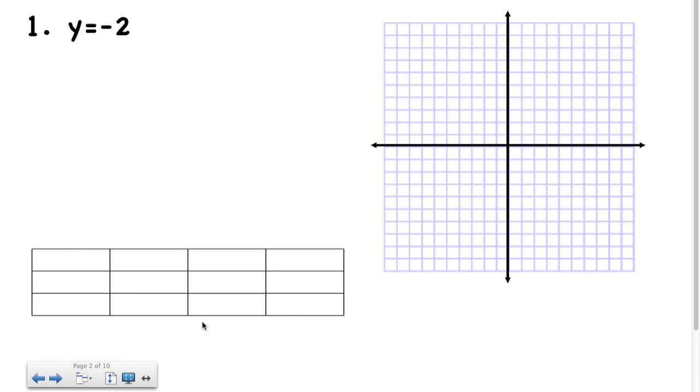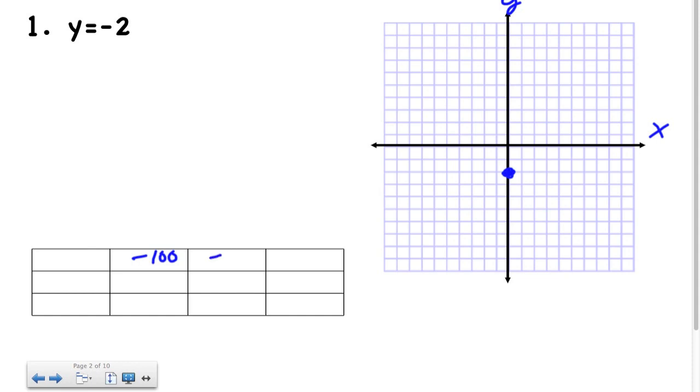All right, number one says y equals -2. And this one is actually the simplest out of all of the equations that you're going to try to graph. If y is always going to equal -2, this is the y-axis, and this is your x-axis, y equals -2 is right here. So y is always going to be -2. So you can come up with values of x of anything that you want to.